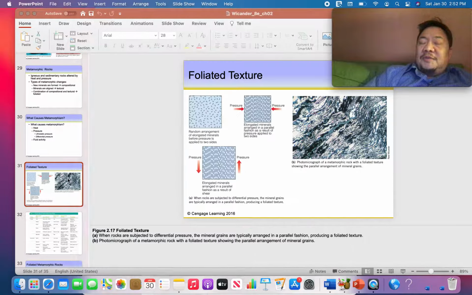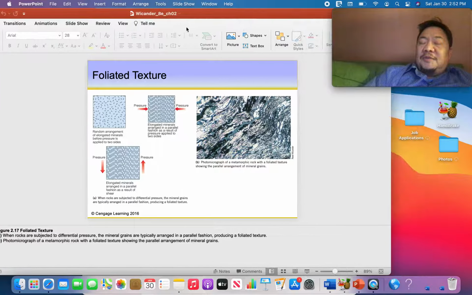What does a foliated metamorphic rock look like? Well, here you can see a common foliated metamorphic rock, and it's taken under a microscope, and it's got this layering to it. This layering in the rocks, which is called foliation, is formed by increased pressure. So, pressure is always involved in making foliated metamorphic rocks.